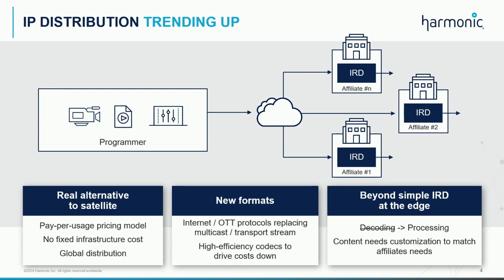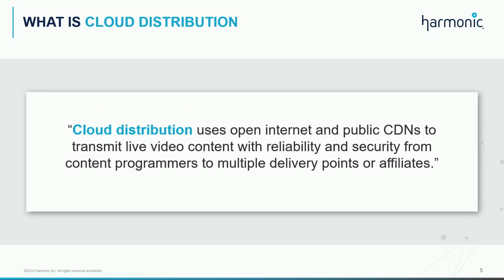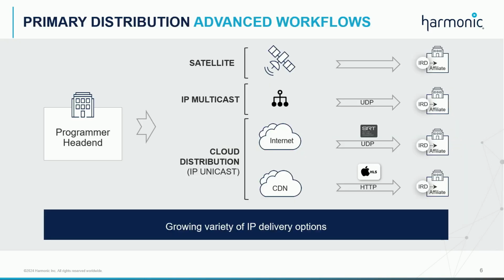IP distribution is definitely trending up because of those reasons. I just want to do a small vocabulary precision, because some people are mixing IP delivery with cloud delivery, and I make a bit of a distinction there. When I talk about cloud distribution, I really speak about using the open internet and the public CDNs in terms of transportation. So it's a subset of the IP delivery possibilities, which leads me to this landscape.